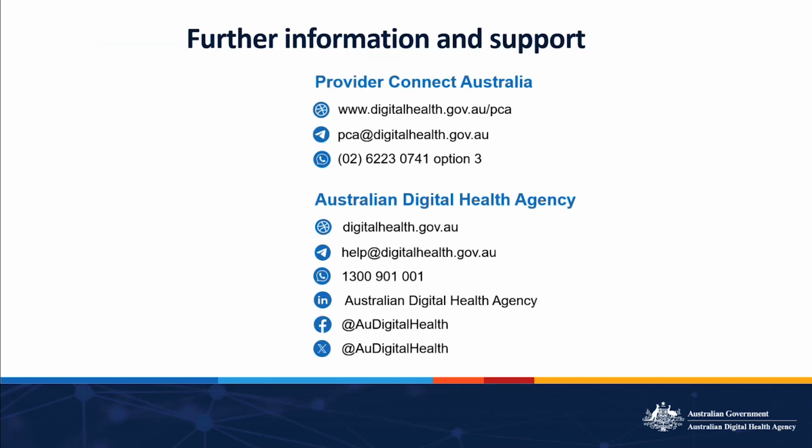The last thing I just wanted to mention to everybody before I pause for any questions and then hand over to Peter, we actually have a team that you can call at any time to support you through this process. So we've got the phone number there on the screen, which is the top phone number. So it's 02 6223 0741. And if you press option 3, that's for PCA, you will go through to someone in a matter of minutes. And those staff are there to help you through every part of the registration process.